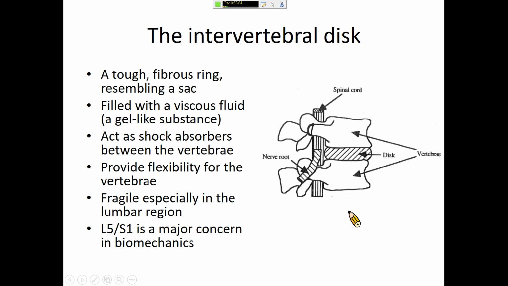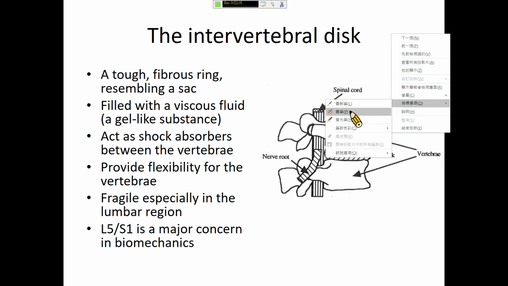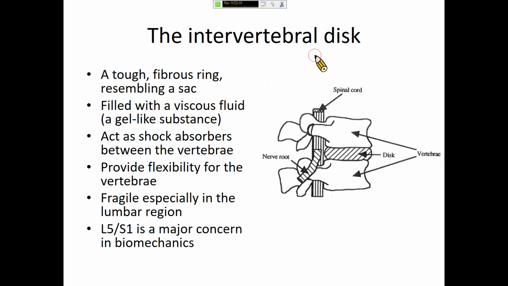You should be able to easily identify this because of these processes. So this is the posterior side. So this guy is facing. Okay, let me draw it like that. Right? Yeah.